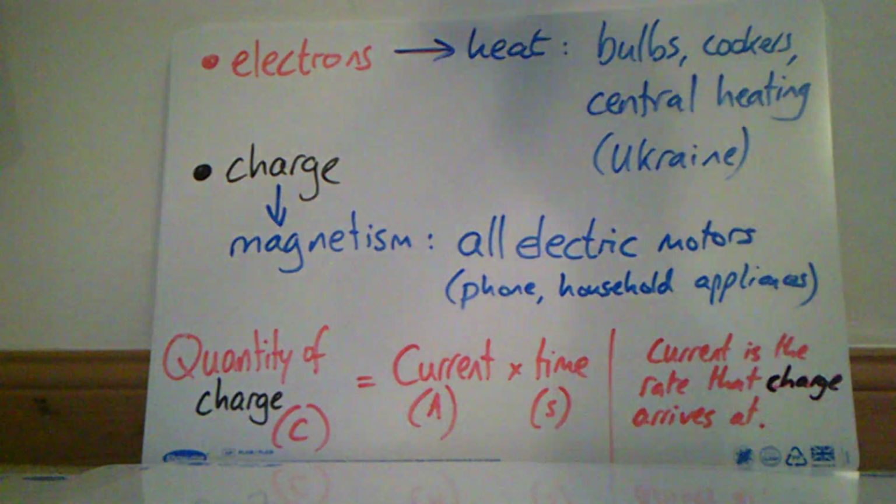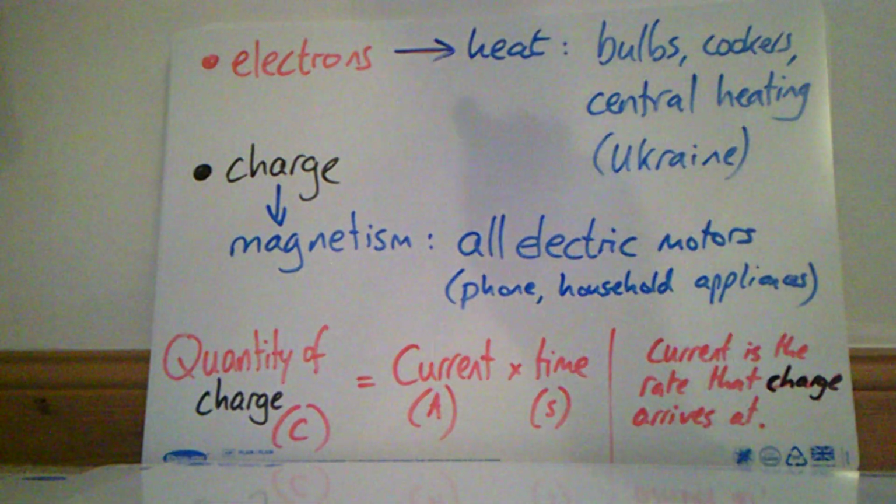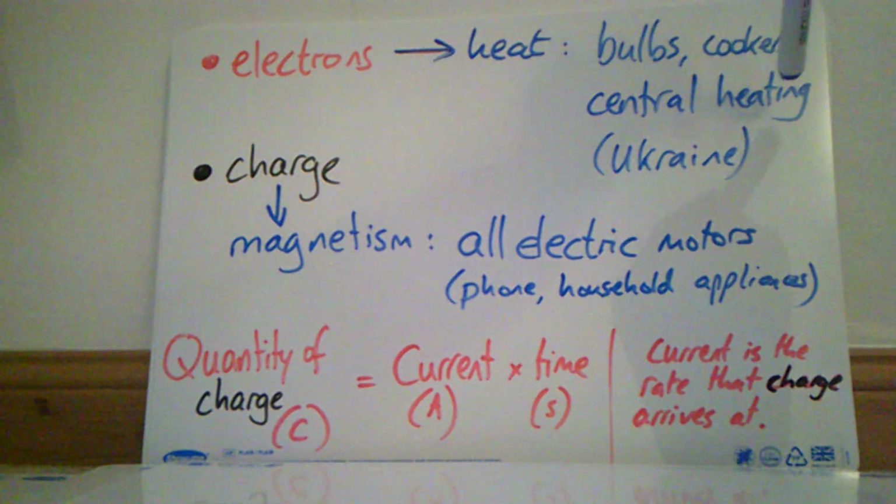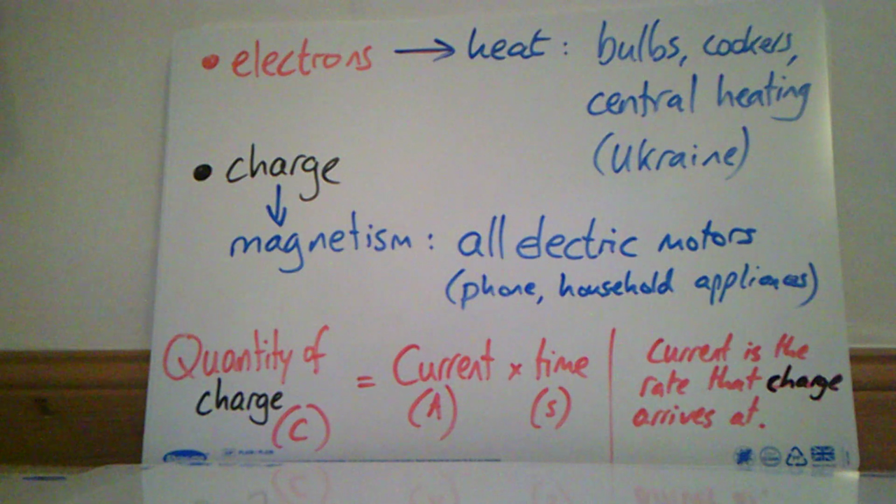Yes, okay, so this is the use of it. The electrons themselves, the friction making heat, so bulbs, cookers, central heating systems. Think about the poor people in Ukraine. When electricity is stopped because the Russians have blown up the power stations, one of the main things they're suffering with is they're not getting any heating at home because they don't have electricity, which is really bad, really tragic. And let's hope it's all over soon.